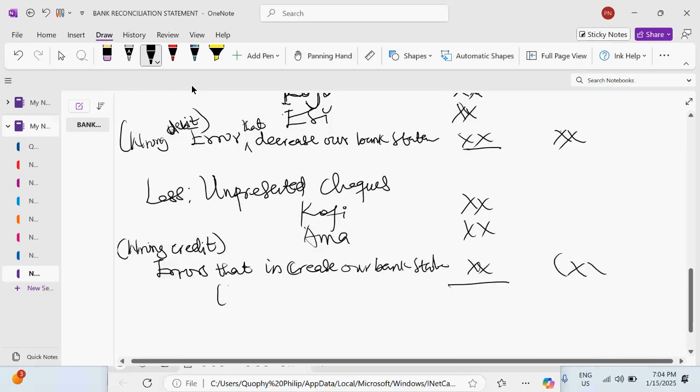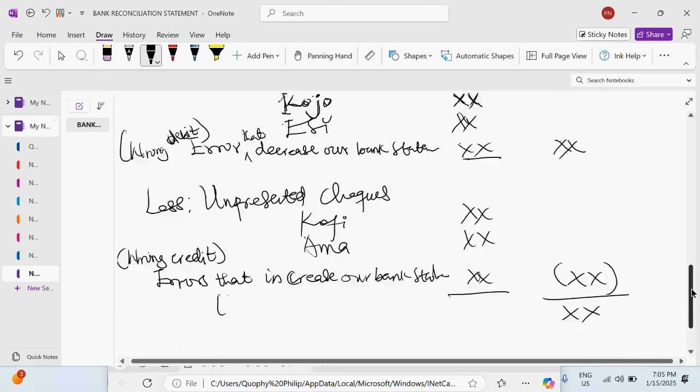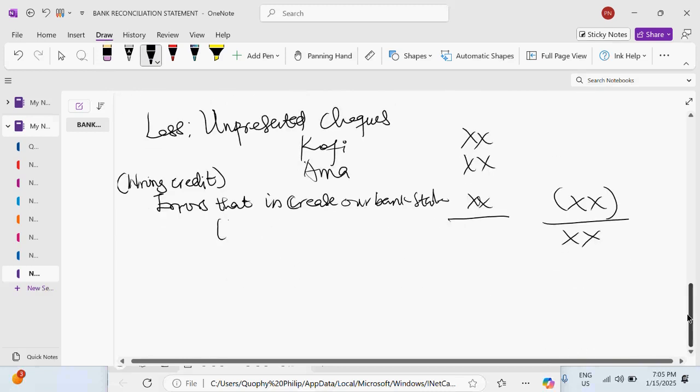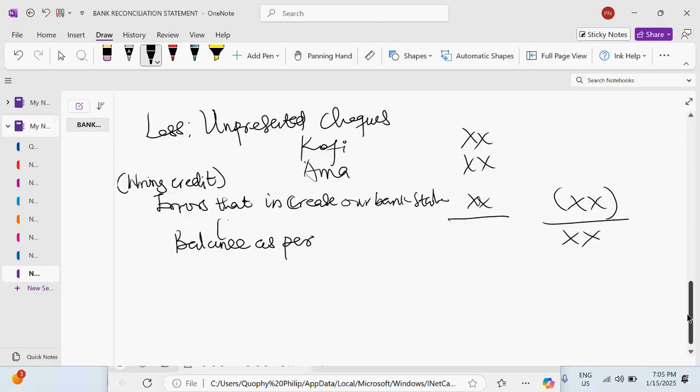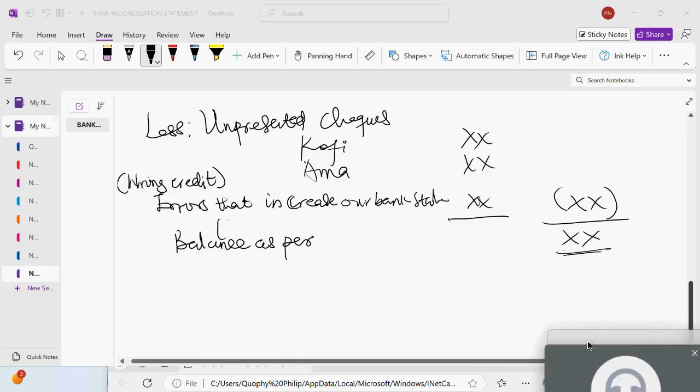So what then is the total? We get a total balance. And what is the name given to the total balance? Balance as per what? What's the name given to the total balance? The balance left.